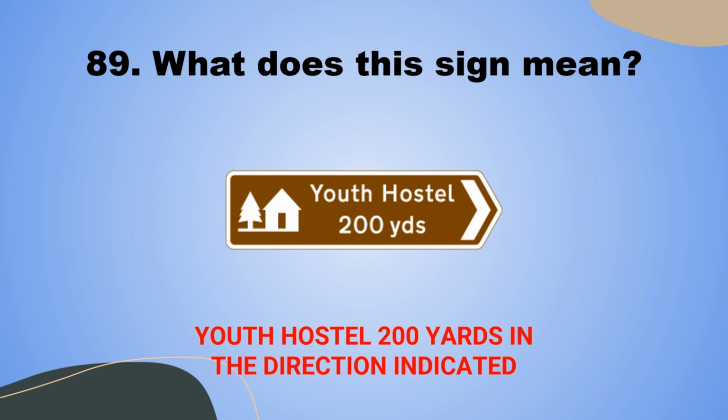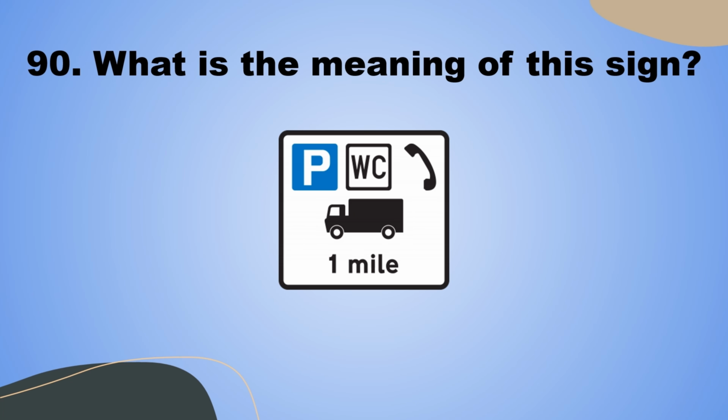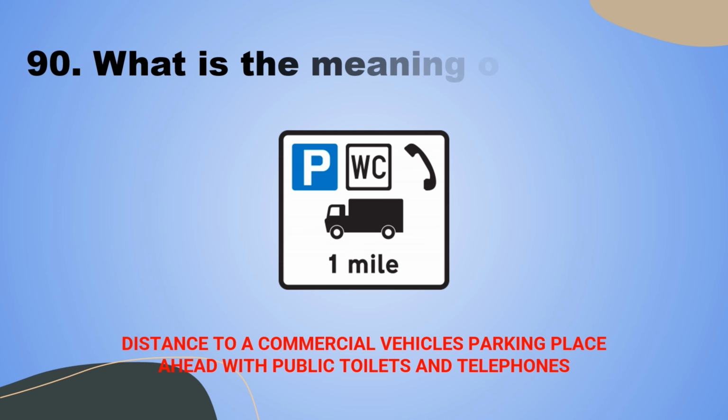Let's have a look at the next sign. What is the meaning of this sign? Distance to a commercial vehicles parking place ahead with public toilets and telephones. So here you have only commercial vehicles. So this is a parking space only for commercial vehicles, like it shows on the sign the symbol of a truck, for example. So there is parking available for trucks. There's also toilet facilities, a phone, and it's 1 mile.